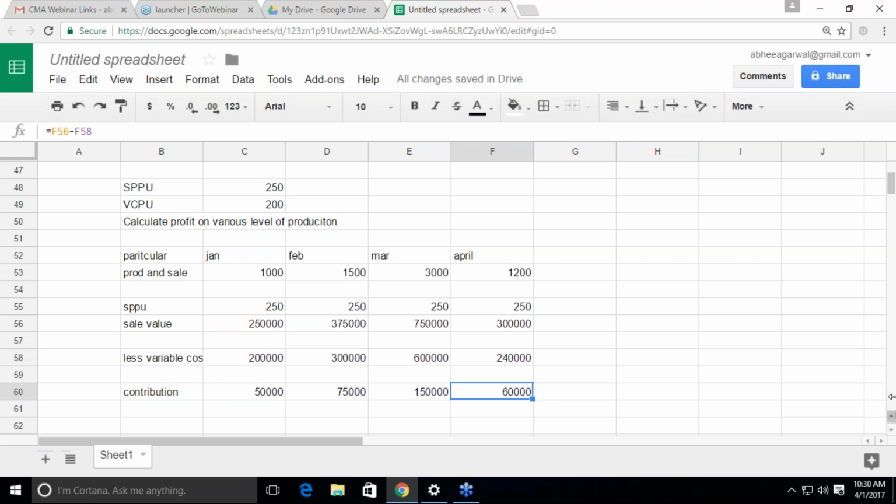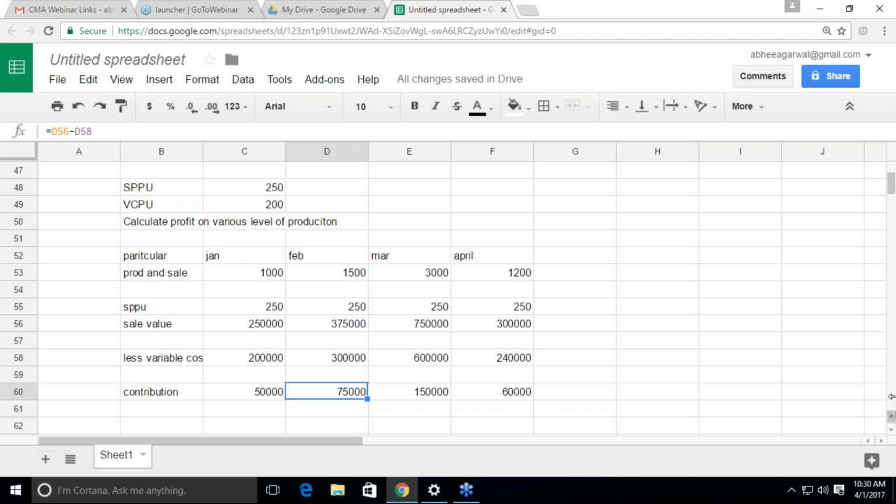50,000, 75,000, 1,50,000 and 60,000. These are your contributions. So what is happening? You purchase material for 200 rupees per unit and you sell it for 250 rupees per unit and you earn 50 rupees per unit. That is called contribution made by 1 unit. 1 unit gives you 50 rupees.